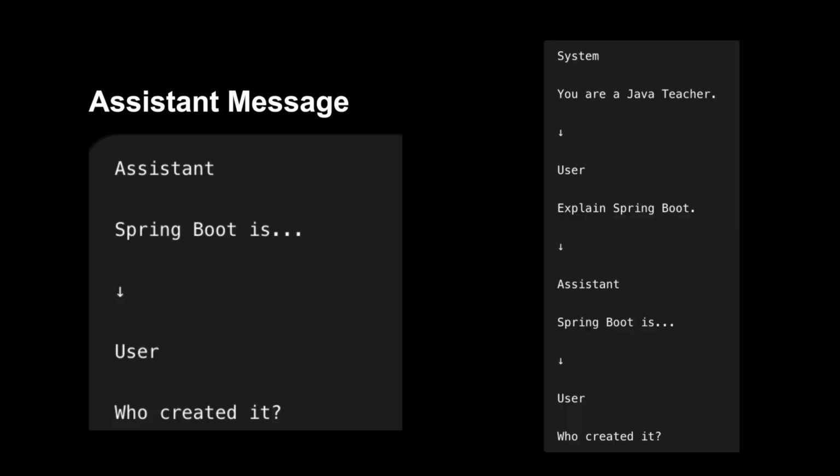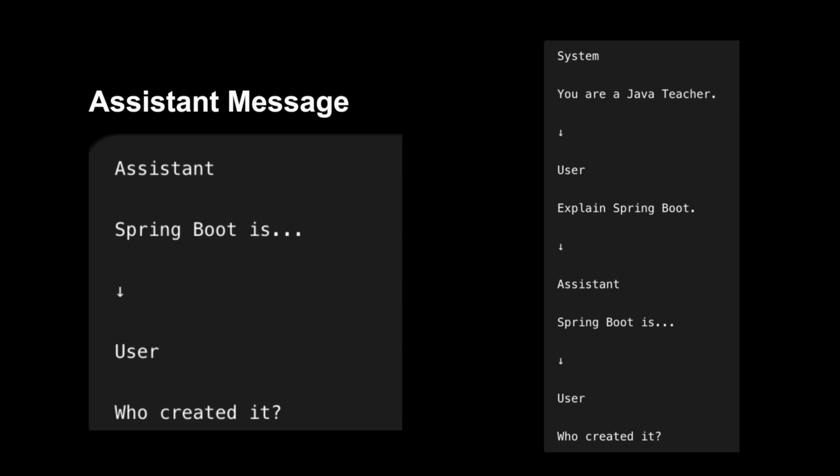Now comes the third message type: assistant messages. Many beginners think these are unnecessary. Actually, they are extremely important. Whenever the AI replies, that response becomes an assistant message. Why store it? Because future questions may depend on previous answers. Without assistant messages, the AI would forget the conversation after every response.